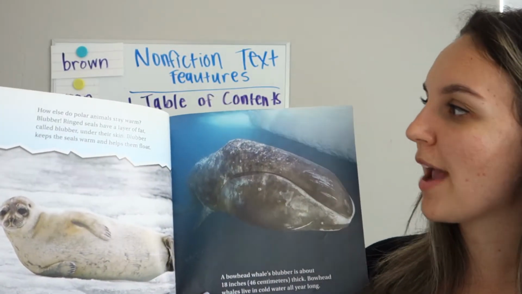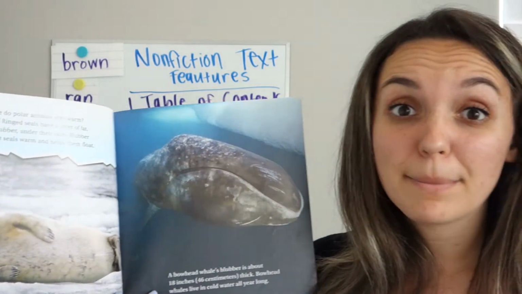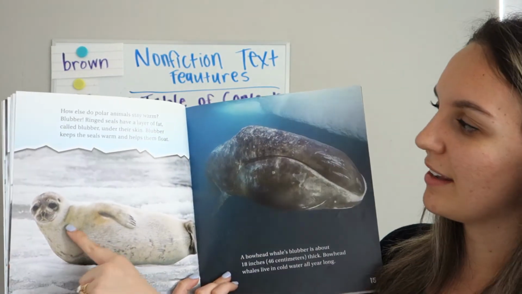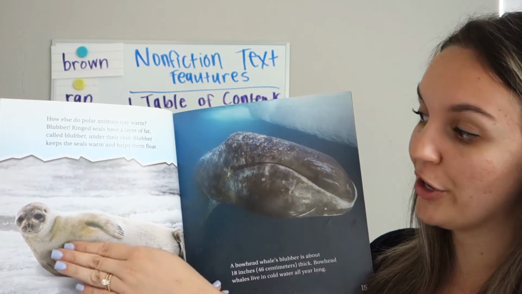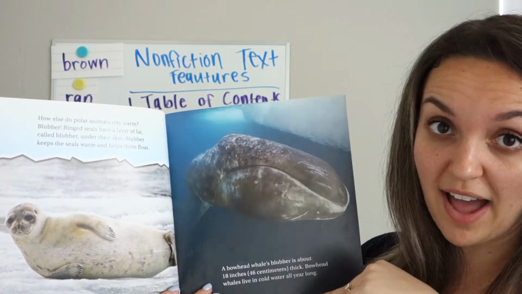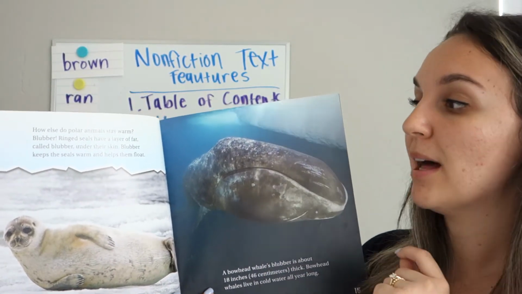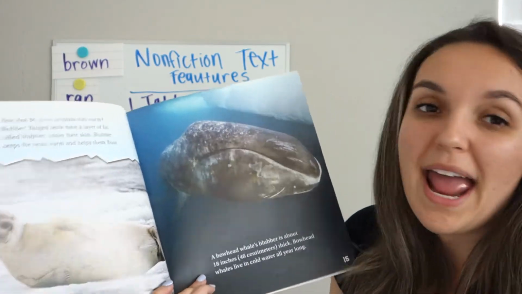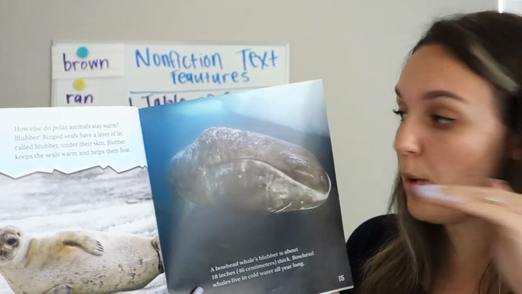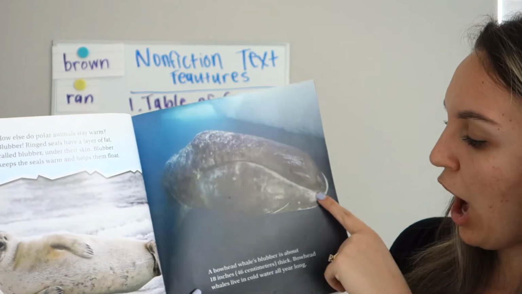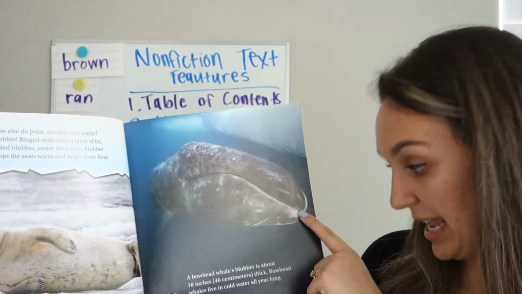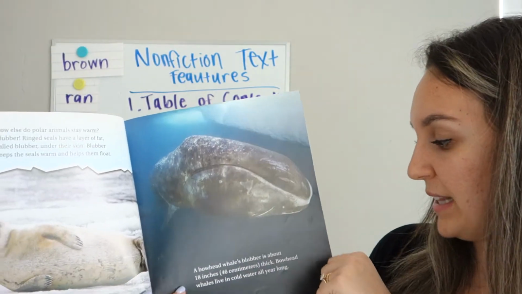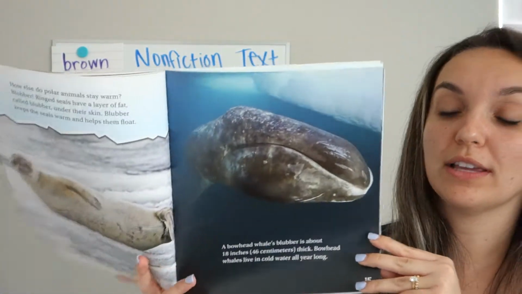How else do polar animals stay warm? Blubber! Ringed seals have a layer of fat called blubber under their skin. So underneath their skin, they have a layer of fat that's called blubber. Blubber keeps the seals warm and helps them float on top of the water. A bowhead whale's blubber is about 18 inches thick. Bowhead whales live in cold water all year long.